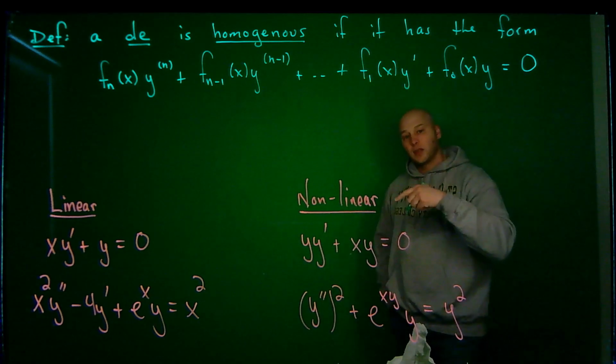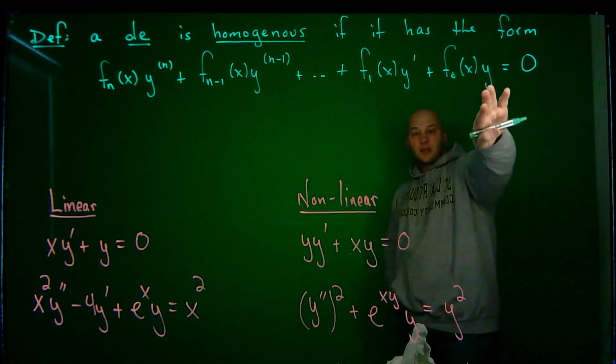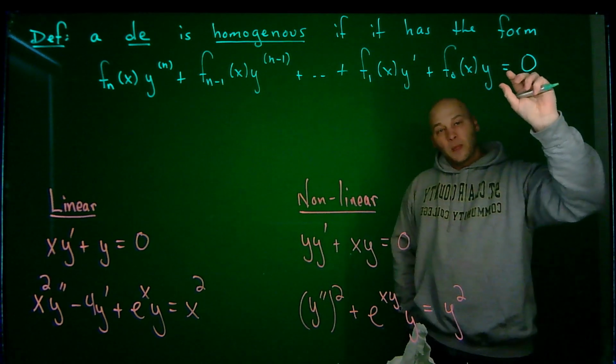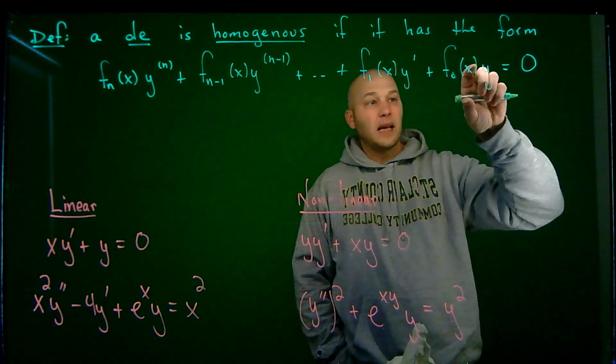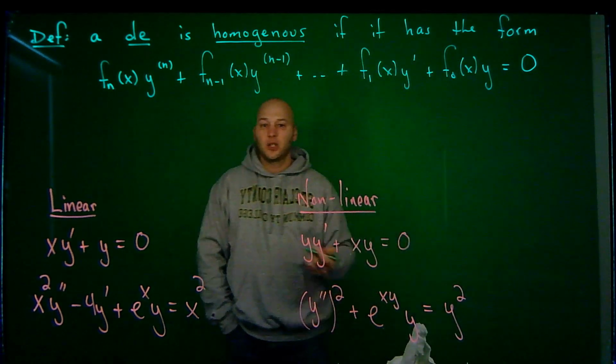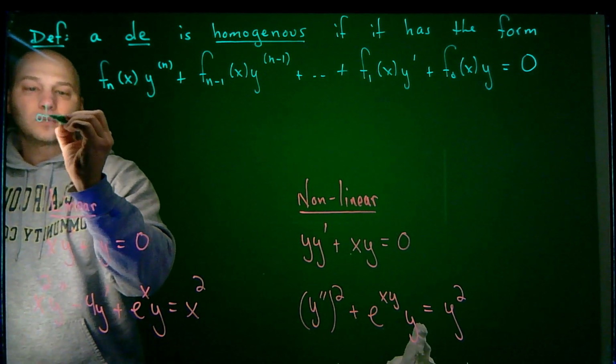Remember in the previous definition I had a g of x there. That means that this is set equal to 0. If I put everything on the same side, every single term has either a y or a y prime or a derivative of y attached to it. Otherwise it is non-homogeneous.